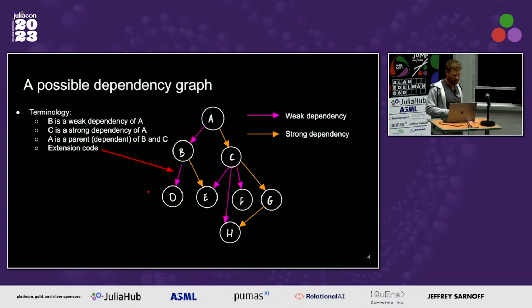And just to have a bit of terminology here, I already said weak and strong dependencies. And then I also say that A here is a parent of B and C. I could also say dependent, but if I say parent, it's pretty obvious if you think about this as a relation diagram. And then we have the extension code, what I call it, which is the code here that extends. So this would be B extending some code in D here. So just to get some terminology.